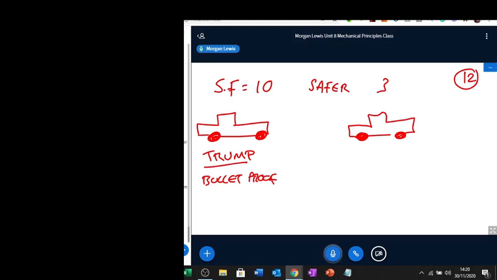Donald Trump's car, safety factor of 10, perhaps, bulletproof, metal sheets on the floor. Lewis James's car's only got 3. Which one is going to be heaviest and more expensive? Which one's going to be heaviest? This one's going to be more expensive than this one because you've got more stuff. That's called over-engineered.